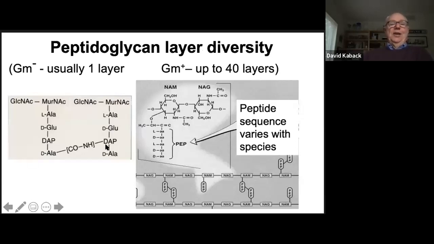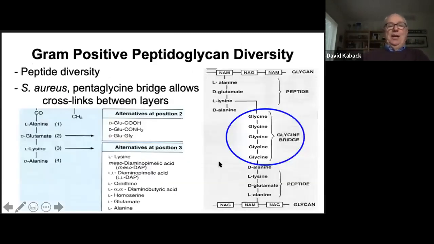Gram-negative bacteria usually have the two cross-linking peptides directly linked to each other, cross-linked via a peptide bond between two amino acids. Whereas gram-positive bacteria often have an adapter peptide.